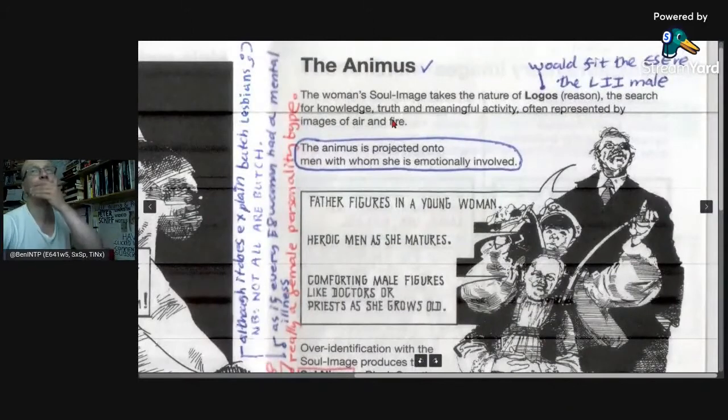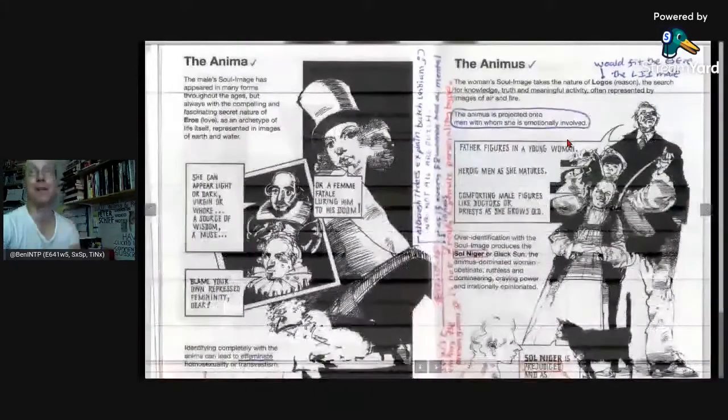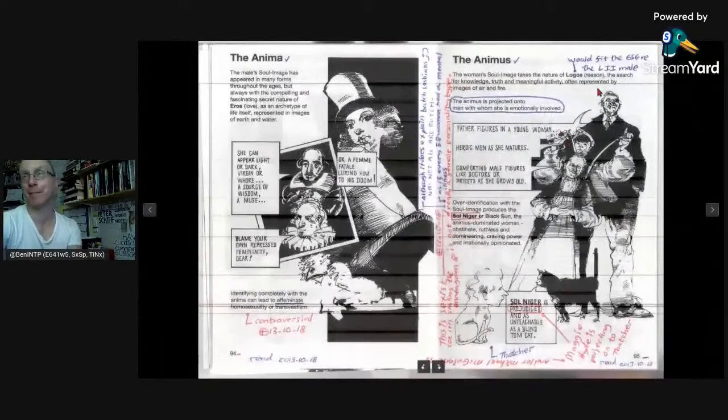Again, here. The woman's soul image takes the nature of reason. No, it doesn't. If it's an INTP female, it's not going to be that. It would be feeling. The animus would be feeling. This is getting this as if all women are feelers. And again, this is just like trends. It depends on the type. It's going to be the other side. It's going to be the B side of the personality.